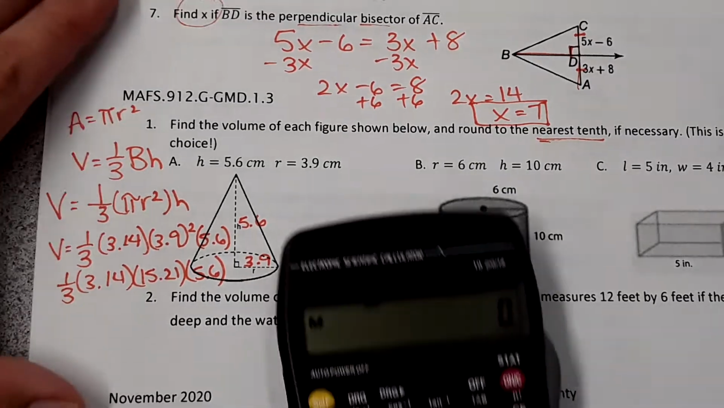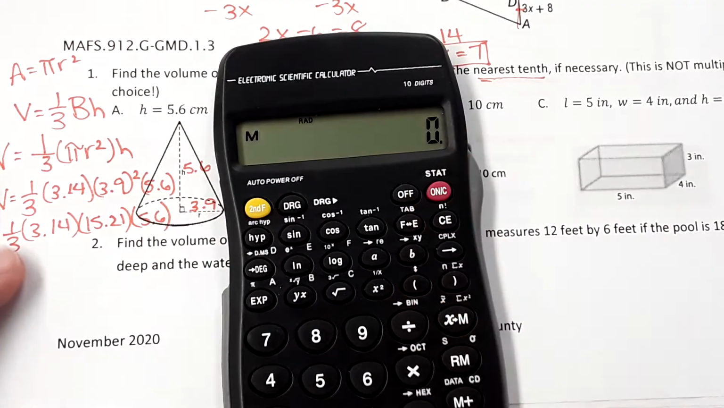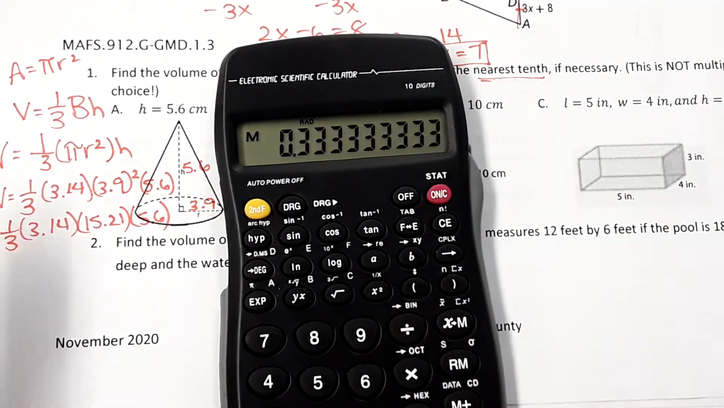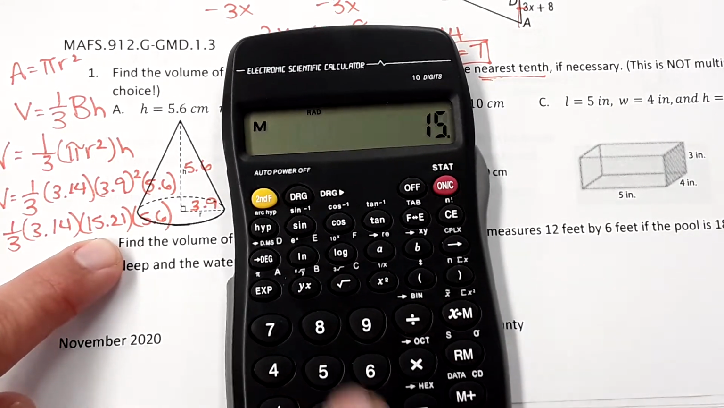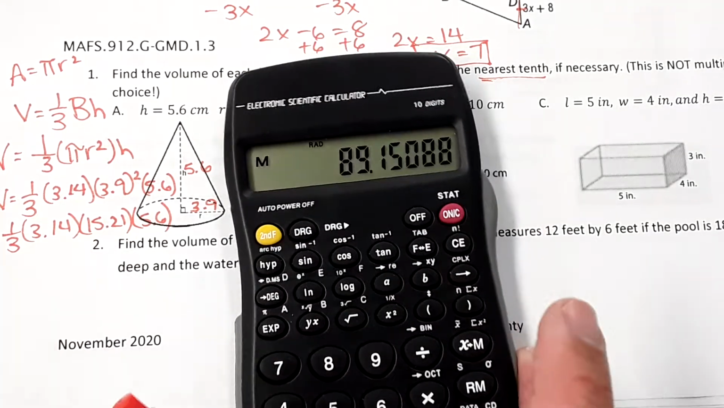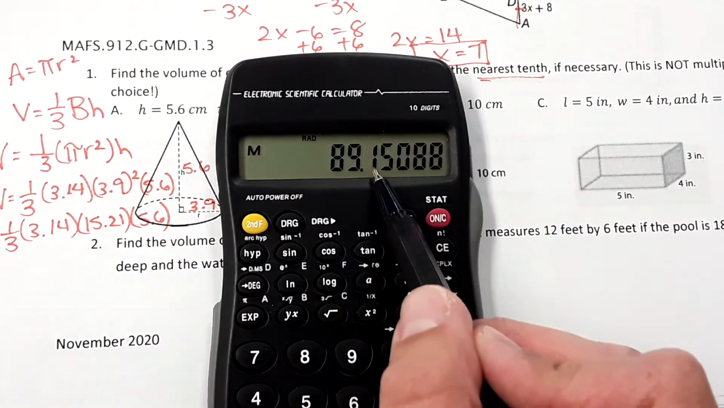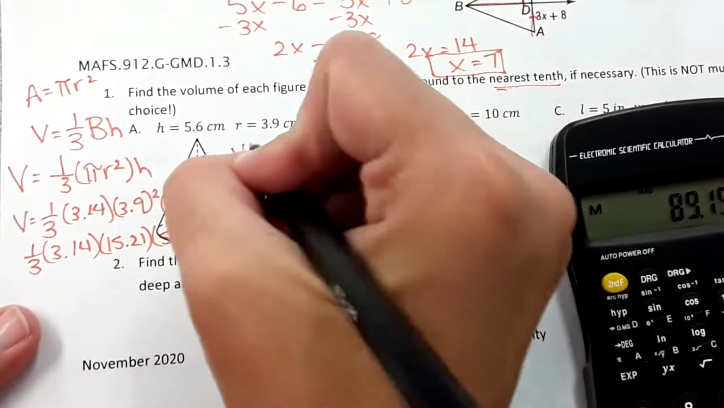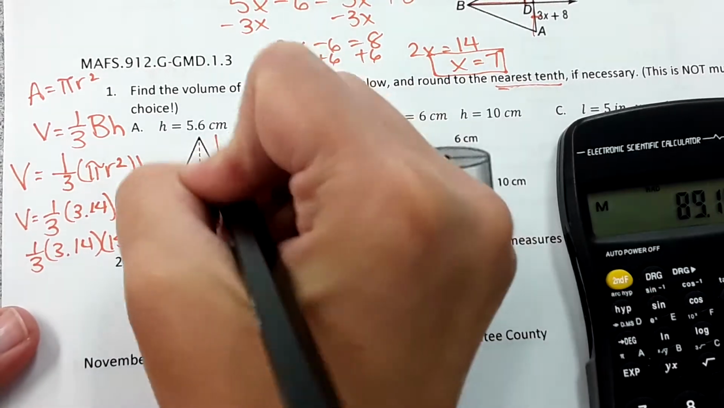And then from here, you can just multiply in any order. You can do 1 divided by 3 to get the decimal for this, times 3.14, times 15.21, times 5.6 to get the answer. I get this decimal. It says to round to the nearest tenth, so 89.2 is what I got. Centimeters cubed.